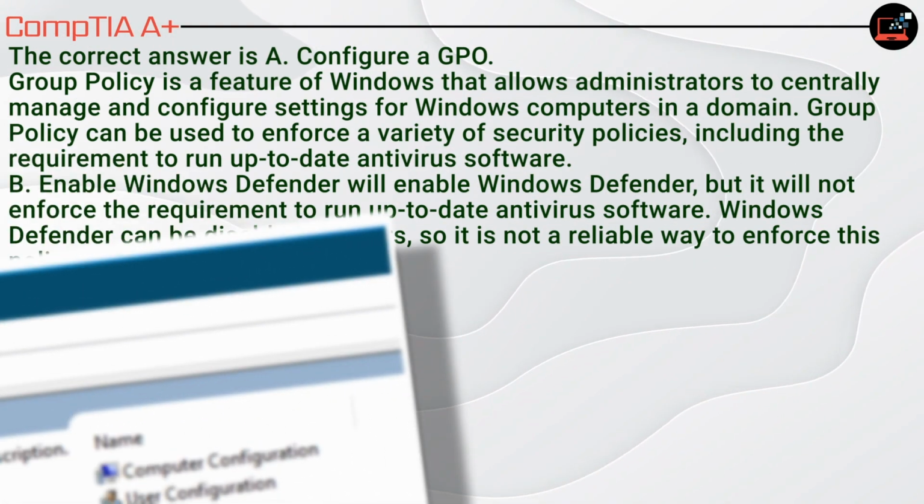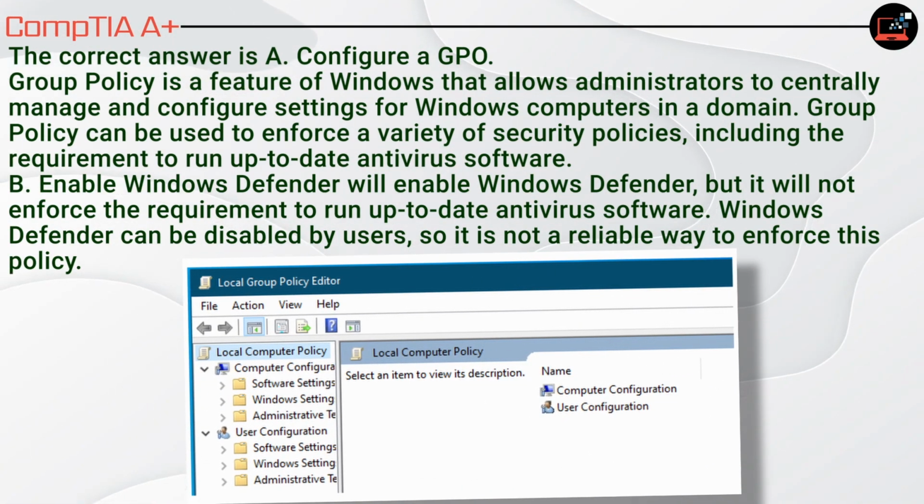The correct answer is A. Configure a GPO. Group policy is a feature of Windows that allows administrators to centrally manage and configure settings for Windows computers in a domain. Group policy can be used to enforce a variety of security policies, including the requirement to run up-to-date antivirus software.